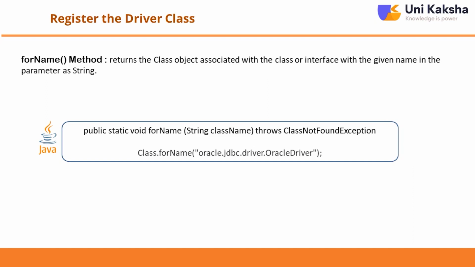For example, if you need to use the Oracle driver in your Java program to establish the database connection, then the forName method can be written as Class.forName. Then in brackets, you have to specify oracle.jdbc.driver.OracleDriver. So here you are going to specify the complete class name.